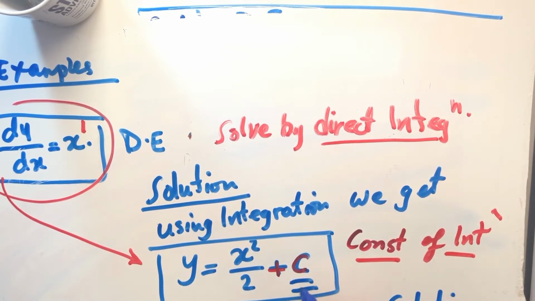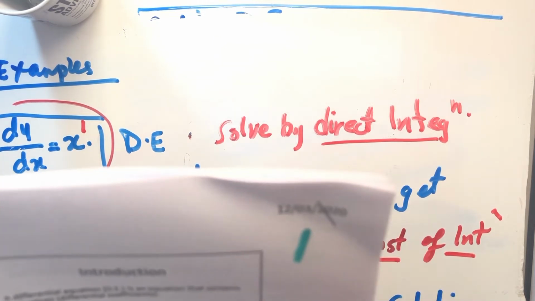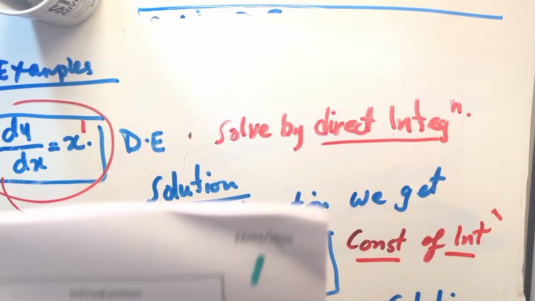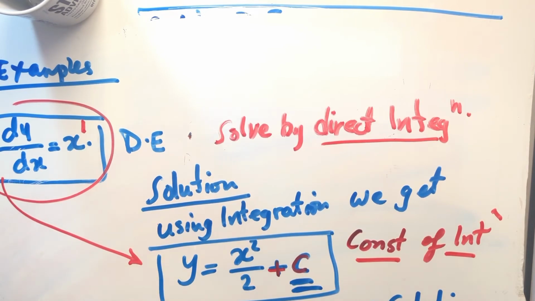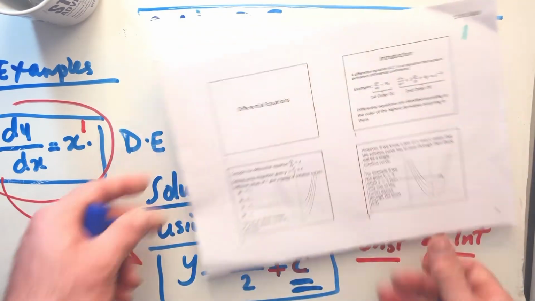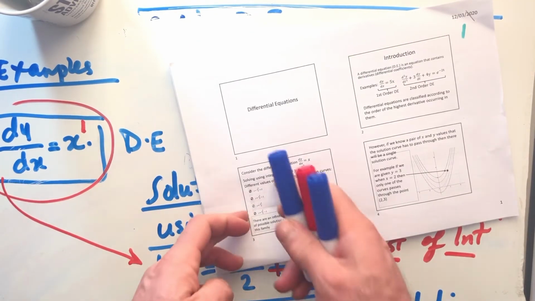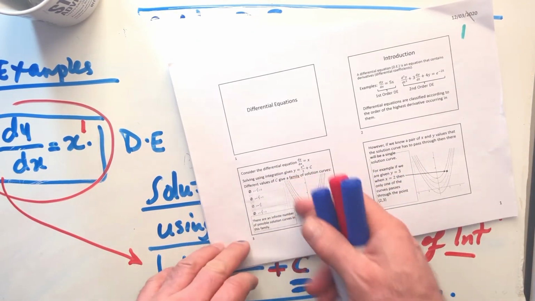It is called general because it will have a family of solutions. That c could be anything. It could be 1, it could be 100, and it could be 1 million. You will see the graphs plotted on one of the slides, this one here. This shows you've got a family of curves, a family of solutions.